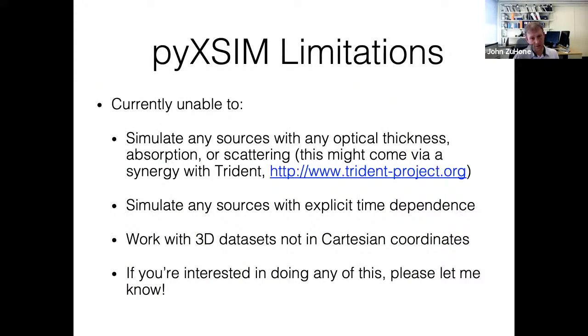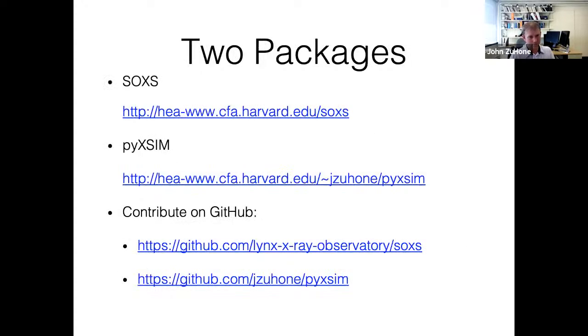So I'll just quickly mention some limitations of pyXSIM. So currently, everything is optically thin. So we don't simulate any sources with optical thickness, absorption, scattering. This could come with a synergy with another package, which is really cool, called Trident, which does things like this. Not necessarily in the X-ray band, though. I'm trying to push on that. Currently we don't simulate any sources with explicit time dependence. So that's definitely something that can be done, or work with data sets not in Cartesian coordinates, which is probably a niche, but still something that's definitely doable.